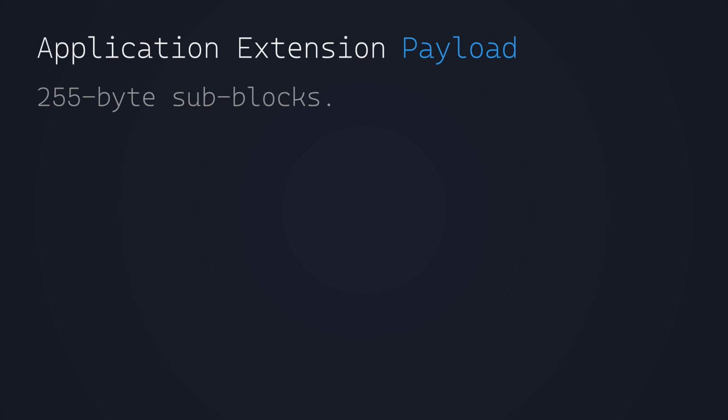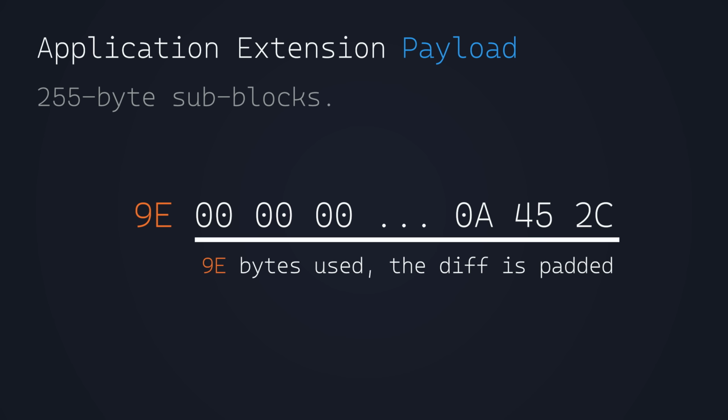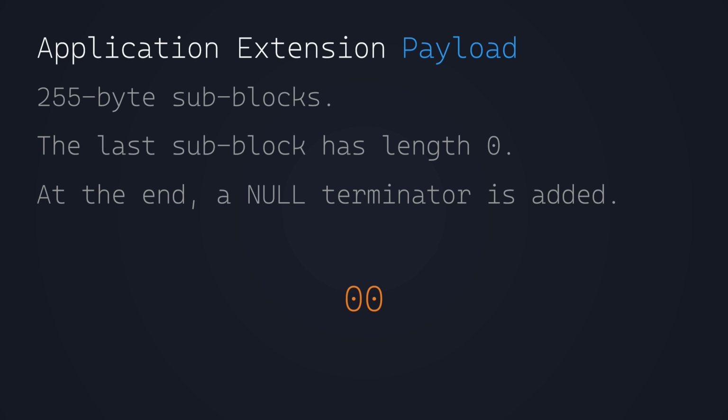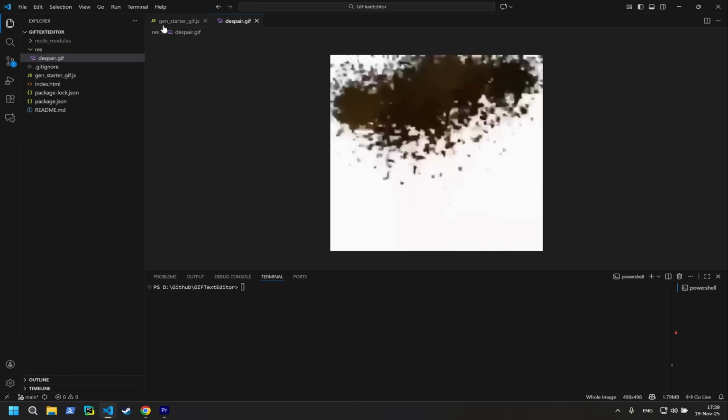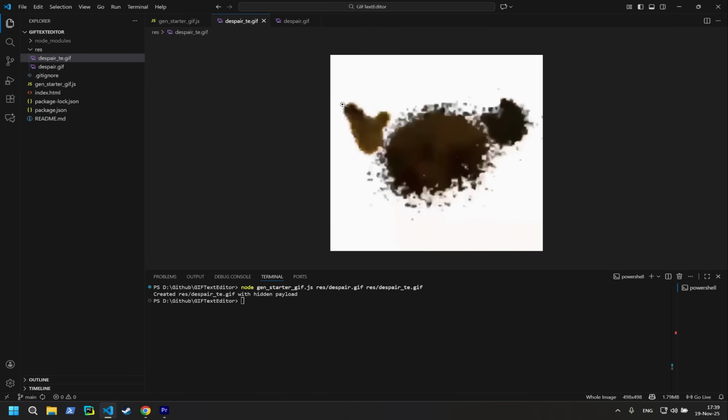After that, the payload is split as 255-byte data blocks, each preceded by a single length byte as per the format specs. At the end, a null terminator is added to mark the end of the extension block. With this, I can take whatever random GIF I come across and transform it into the perfect vessel for a hidden text editor.